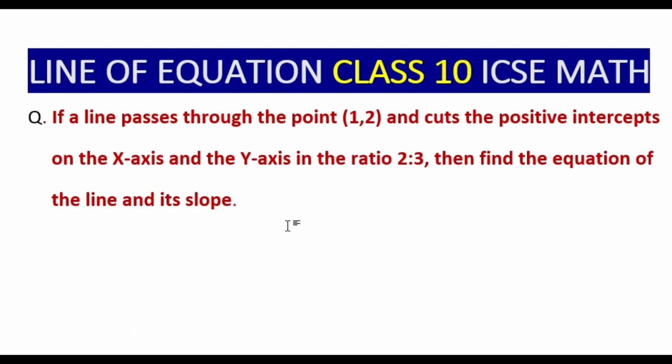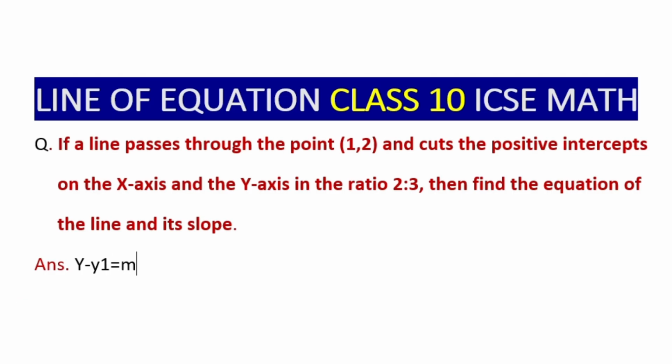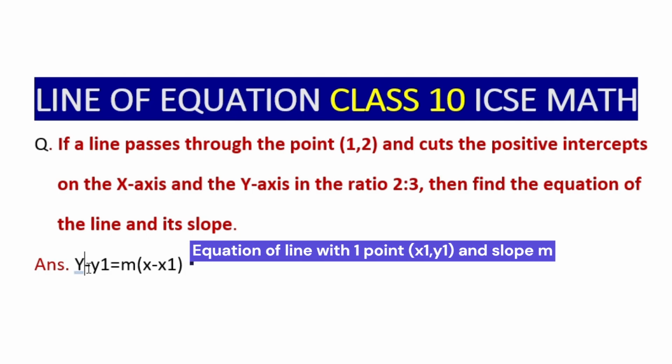Now the answer. y minus y1 equal to m into x minus x1. This is the equation of a line. y minus y1 equal to m into (x minus x1). That is the equation of a line with one point. Now x1, y1 is (1, 2), but we don't know m.